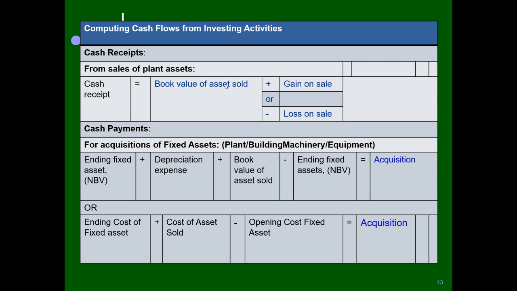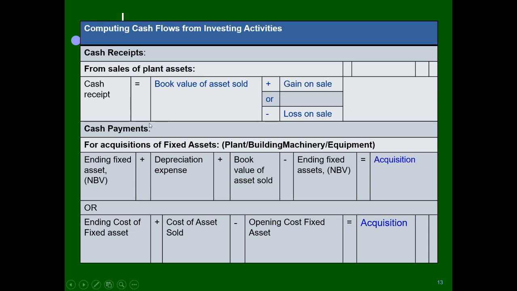Then from the income statement, you need to look at any information related to gain or loss. If it is a gain, you add it to the book value of the asset sold. But if the income statement says it is a loss on sale, then from the book value you subtract the amount of loss. This will lead you to the amount of cash actually received by the business organization. So that is for receipts.